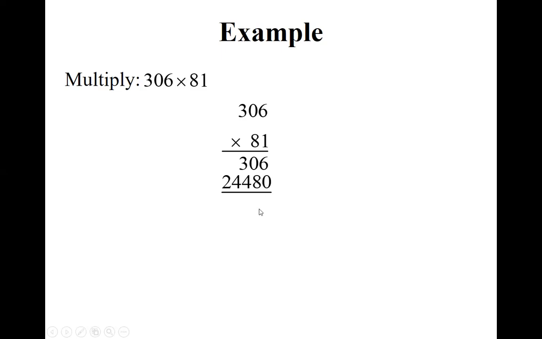0 plus 8 is 8. 3 plus 4 is 7. 4 plus nothing is 4. 2 plus nothing is 2. 24,786.